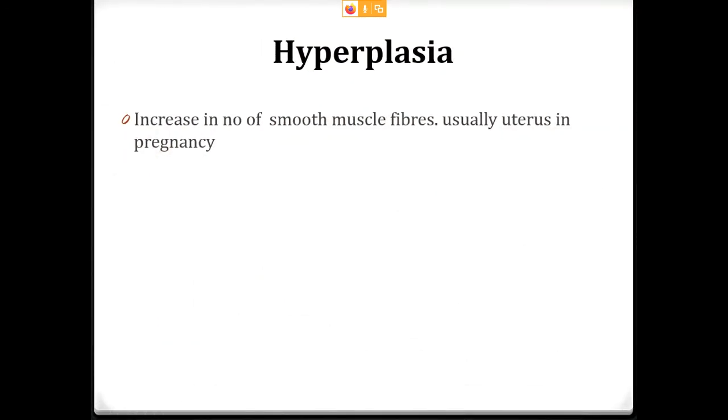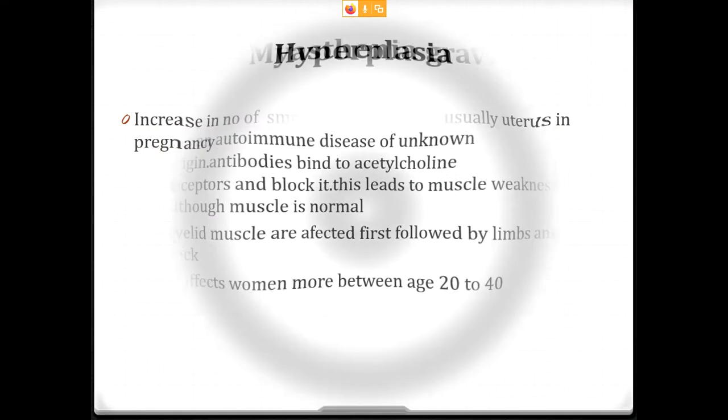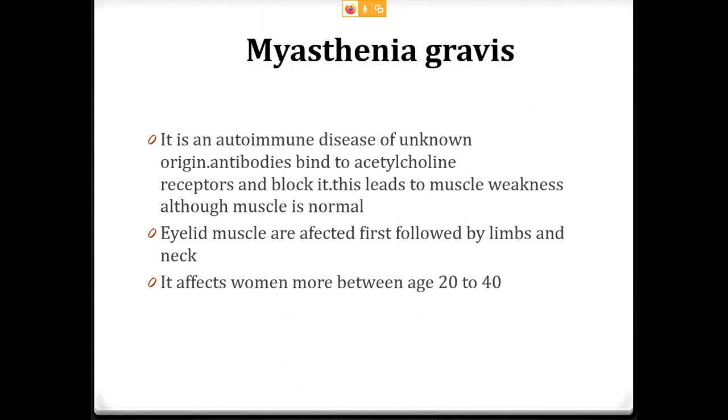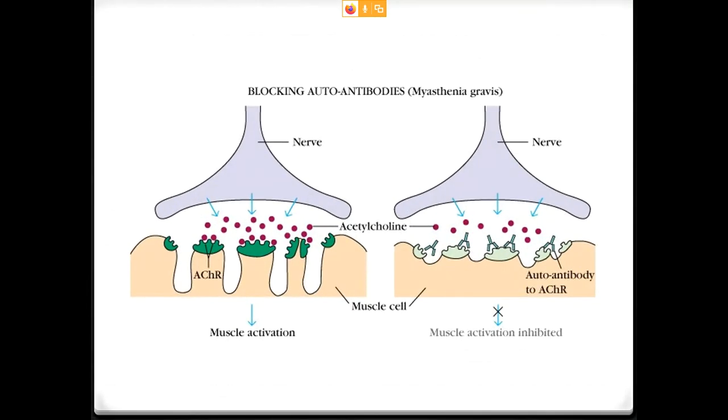Then hyperplasia, an increase in the number of smooth muscle fibers, is called hyperplasia. Myasthenia gravis is an autoimmune disease. Then here identify the neuromuscular junction. So how is the muscle going to contract.